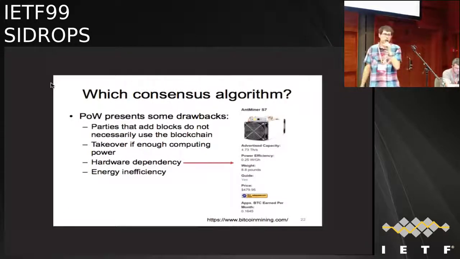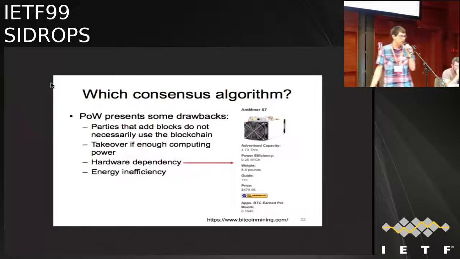In addition, if a party can hold enough computing power, it could rewrite the blockchain or select which data gets added. Also, in some cases, it's necessary to buy special hardware to perform these computations. And these computations are also very inefficient because you have to do a lot of them. Here you can see a photo of this special hardware that you can buy if you are interested in mining bitcoins.